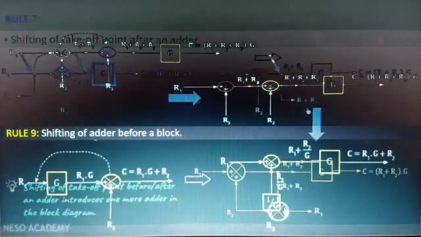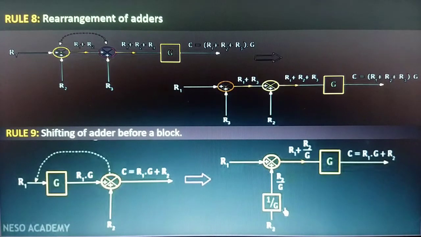So we will now move on to rule number 8 of block diagram reduction, which is regarding the rearrangement of adders. Consider the block diagram representation in which two adders are connected side by side, as you can see on the screen. One input to this adder is R1. The second input is R2. Hence, the output of this adder will be R1 plus R2, which is the first input of this adder. The second input of this adder is R3. In that case, the output of the second adder will be R1 plus R2 plus R3. And now if the block has the gain of G, then the final output C is equal to R1 plus R2 plus R3 multiplied with G.